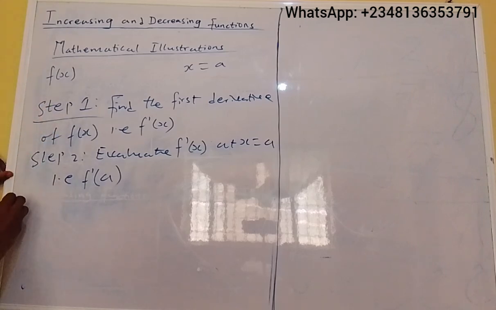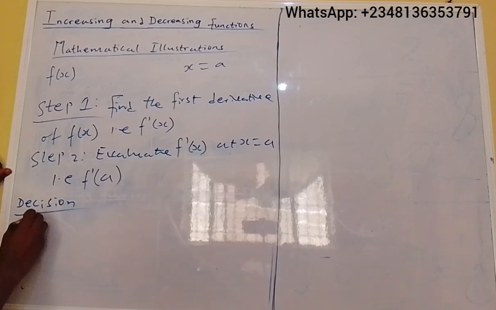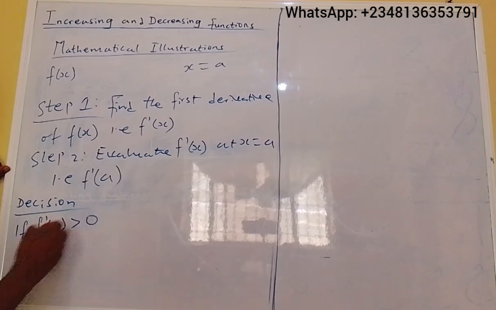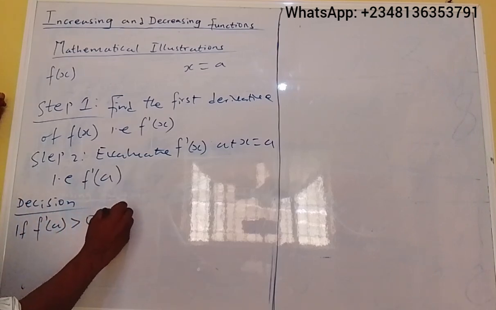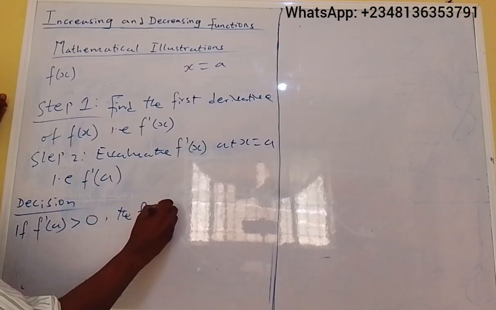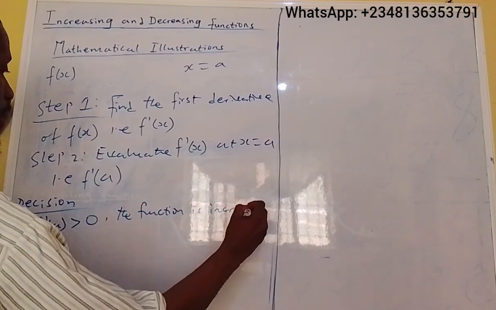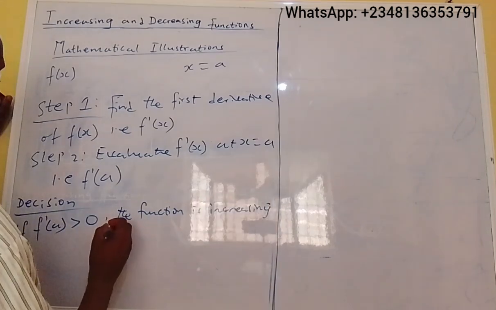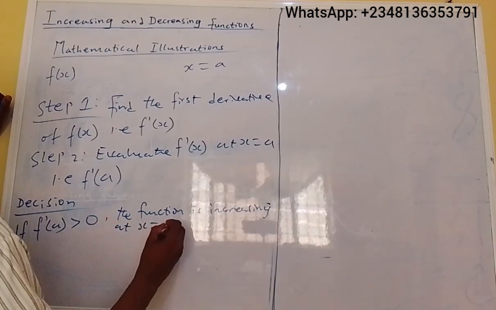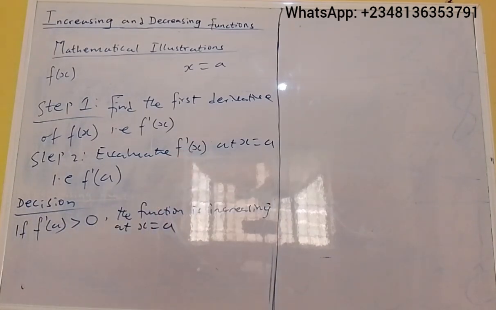For example, decision. If f prime of a is greater than 0, that is, if it is positive, we say the function is increasing at x equals a. That is, increasing at point a.